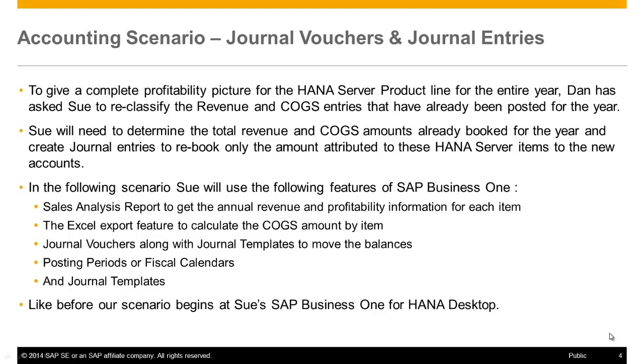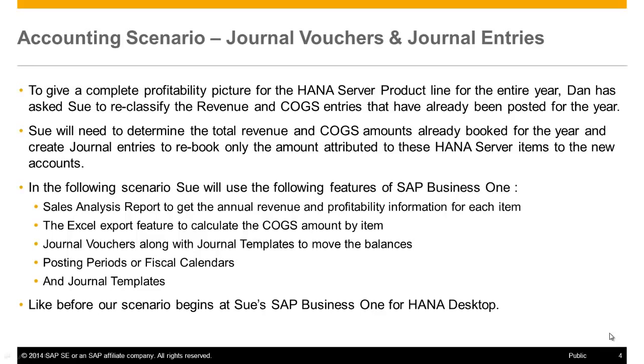Since Sue is very experienced with SAP Business One, she is going to create one journal voucher that will contain all the individual journal entries she will post. In the following scenario, Sue will use the following features of SAP Business One Accounting module: the sales analysis report to get annual revenue and profitability information for each HANA server, the Excel export feature to calculate the cost of goods sold amount by item, journal vouchers to move the balances to the new accounts as of 7/31, journal templates to facilitate the fast and error-free posting of those journal entries, and posting periods or fiscal calendar.